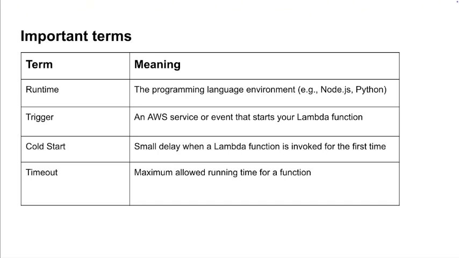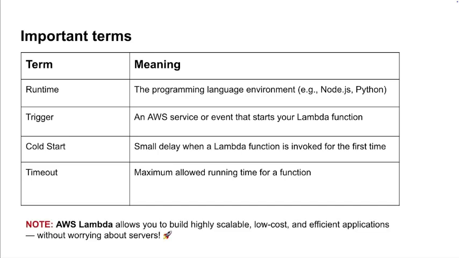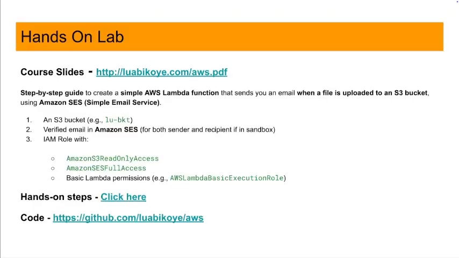Timeout is the maximum allowed running time for a function. So you could also set a timeout for your Lambda function. This is just to manage your compute time and not to have an endless running of a Lambda function that should at least have terminated within a certain period of time. So Lambda allows you to build highly scalable, low cost and efficient applications without worrying about the infrastructure.